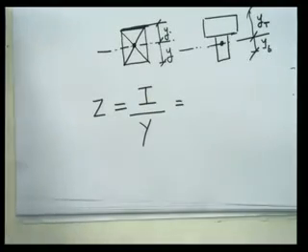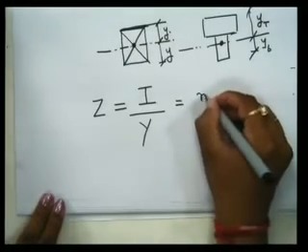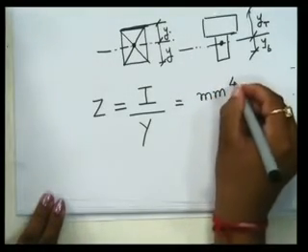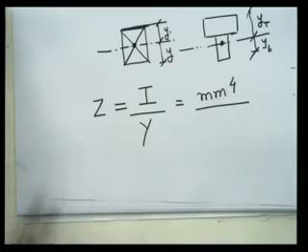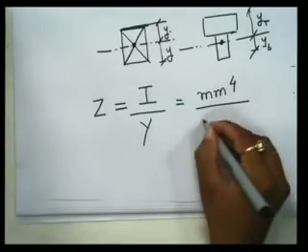So we can say that the section modulus Z is equal to I upon y, where I is moment of inertia. What is the unit of moment of inertia? Unit of moment of inertia is mm to the power 4. What is y? Distance. Which distance? Distance of extreme layer with respect to neutral axis. So its unit is mm.